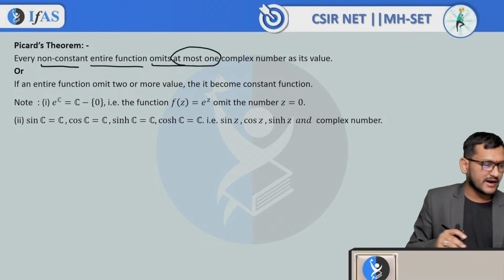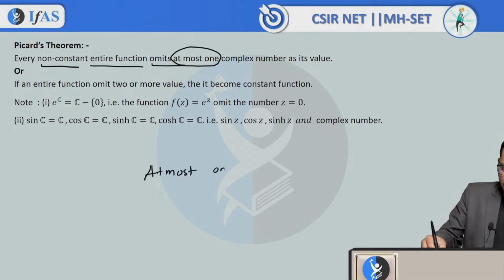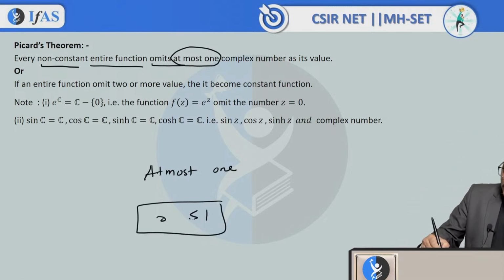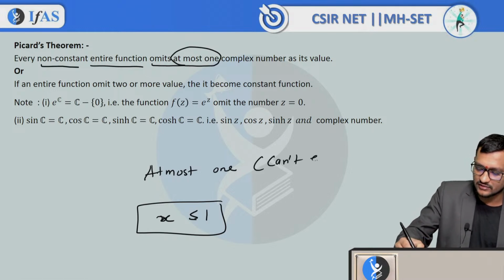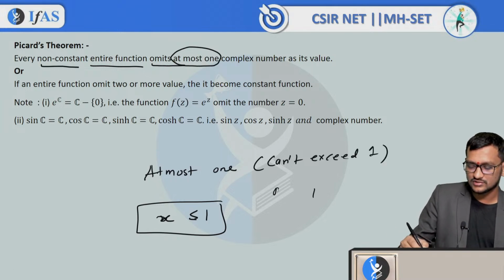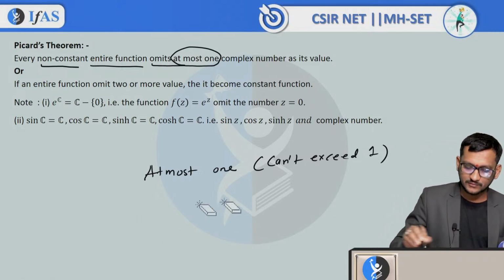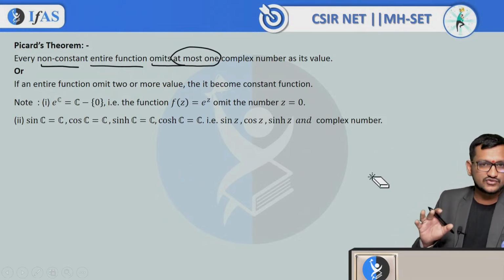Now what do you mean by at most one? x is at most 1 means x cannot exceed 1. So either it can be 1 or 0. These are the two possibilities, because we are counting the points, so it has to be either 1 or 0. So at most the function can skip one value.